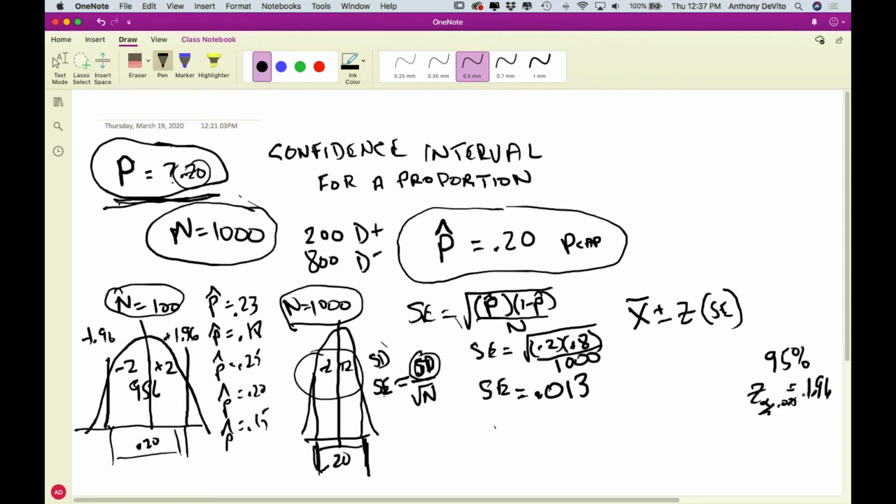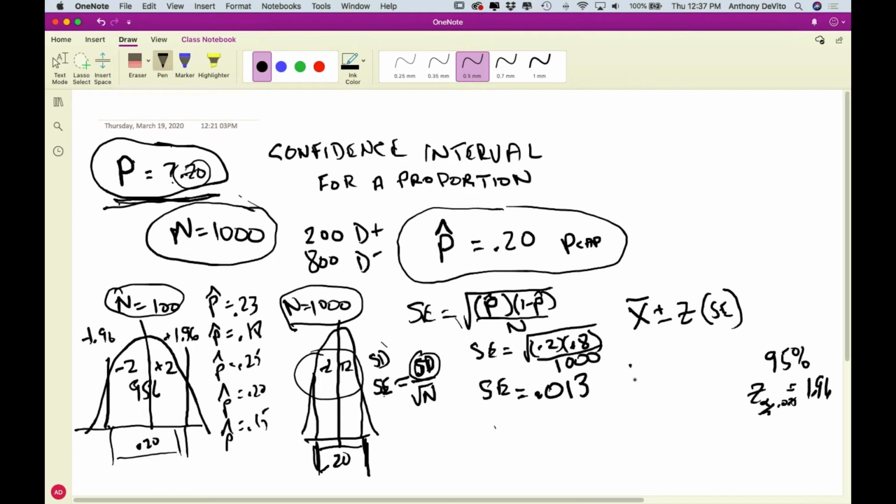1.96. And you remember that if we wanted a 99% confidence interval, it's going to be 2.58, and a 90% confidence is going to be 1.64. So lower confidence is going to be a narrower range, higher confidence, we make the range wider to be more certain that we actually capture the population mean. So that's the formula for a mean.